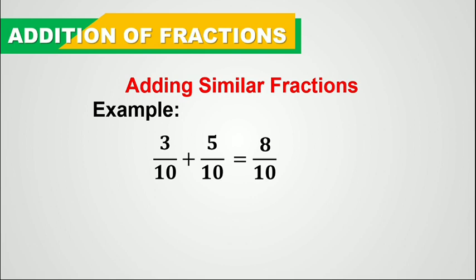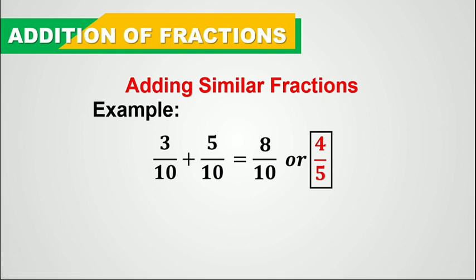As you can see, 8 and 10 are both divisible by 2, right? So let's divide the numerator 8 and the denominator 10 by 2 to reduce this fraction to its lowest form. So 8 divided by 2 is 4, and 10 divided by 2 is 5. Therefore, the answer for this example is 4/5 as its lowest form.